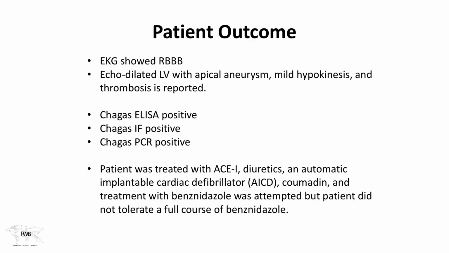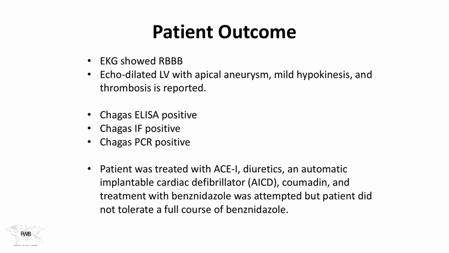Now, what about our patient? Now, our patient had an EKG that showed the right bundle branch block. He had an echocardiogram looking at the heart, and this showed a dilated left ventricle with an apical aneurysm, mild hypokinesis, and thrombosis. He had a Chagas ELISA that was positive, an immunofluorescence, which was positive, and he had a Chagas PCR that was positive.